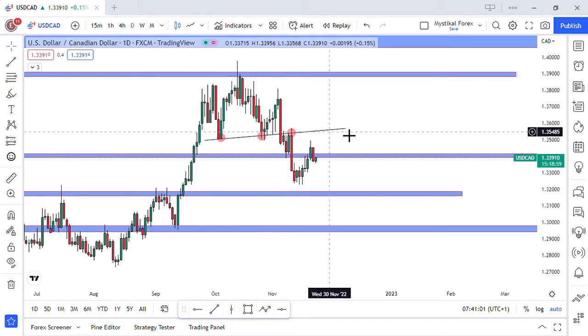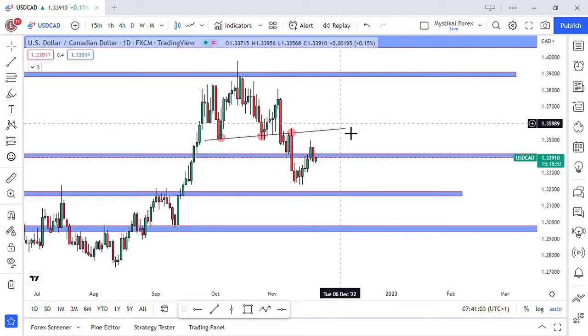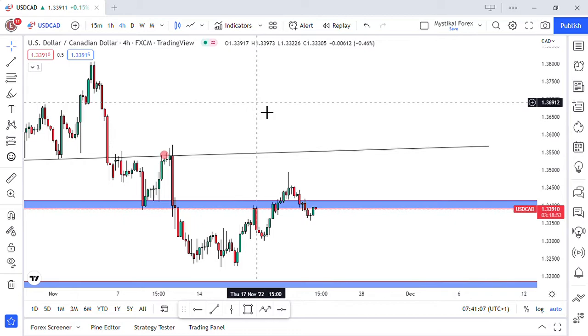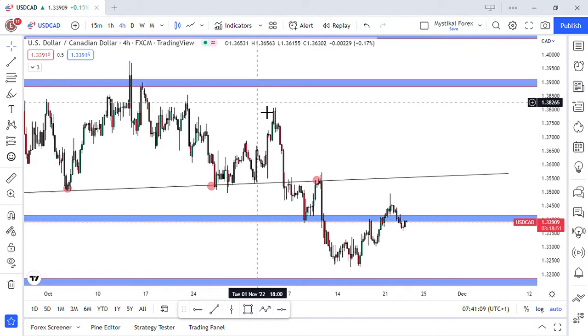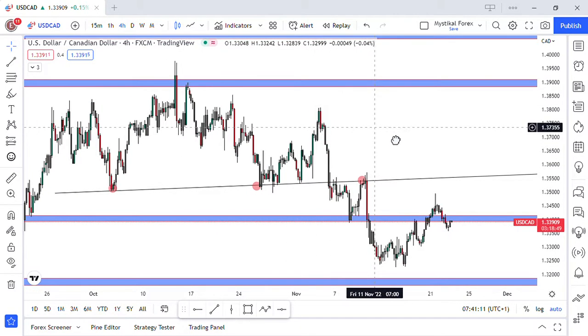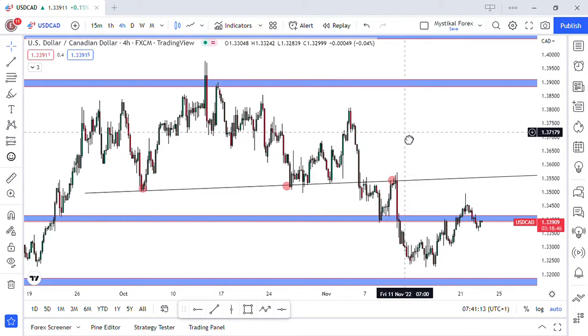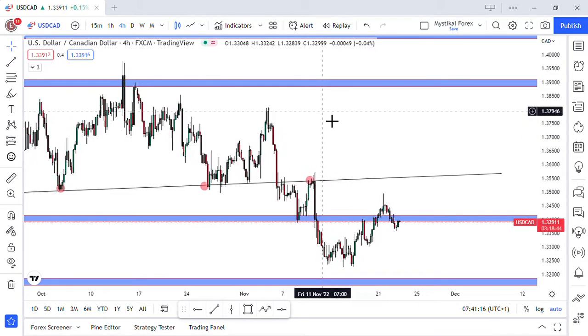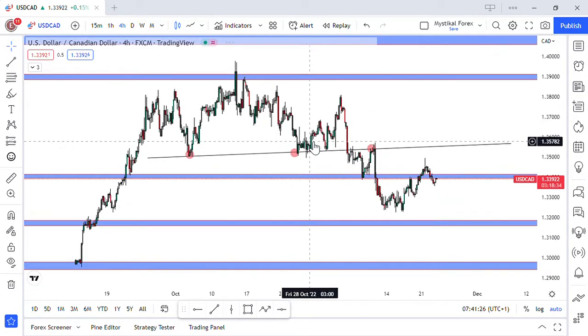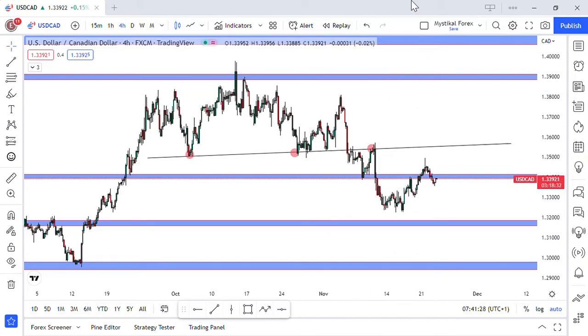Now, if we are to go on to our H4 time frame, we are going to see how the market is going to play out. Look at that. I know a lot of people probably saw this, but this is by far the best setup that we've gone through lately. And just take a moment to see how wonderful this chart looks.